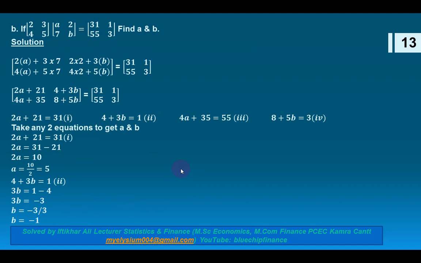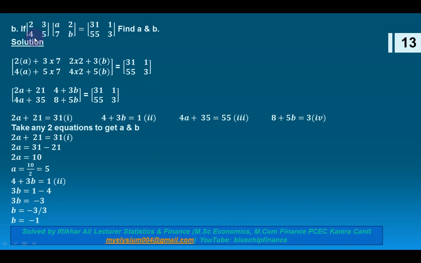Now we come to the, oh sorry, there is one more question, and that is in part B. For example, if the matrix [2 3; 4 5] times [A 2; 7 B] equals [31 1; 55 3], find A and B. First of all, we multiply these two. 2 multiplied by A, row multiplied by column: 2 multiplied by A plus 3 multiplied by 7. And place a little gap here. And 2 multiplied by 2, first row, second column: 2 multiplied by 2 plus 3 multiplied by B.